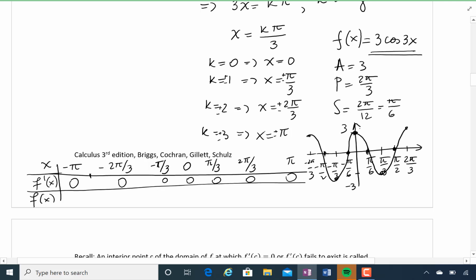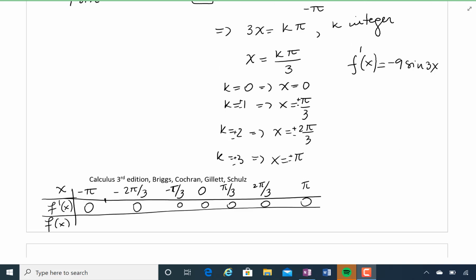So we actually figure out the signs between 0 and pi over 3. So we want to find the sign of f prime of x. So we want to graph f prime of x. How do we graph that? Well, the amplitude is 9, the period is 2 pi over 3, and the scale is the period over 4, so it's 2 pi over 12, which is pi over 6.